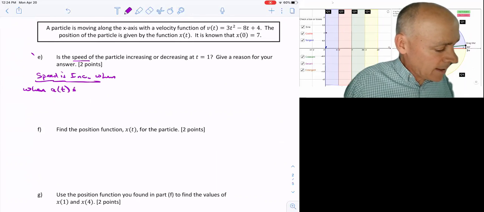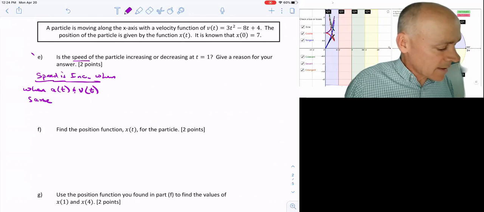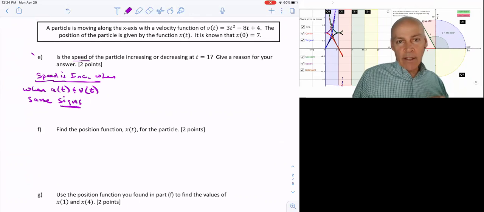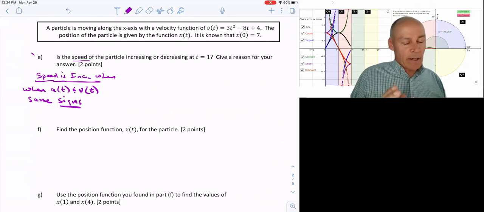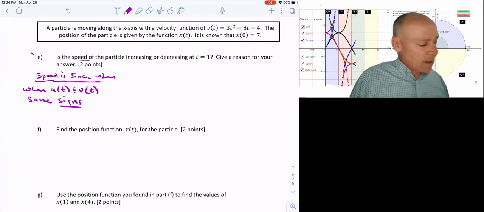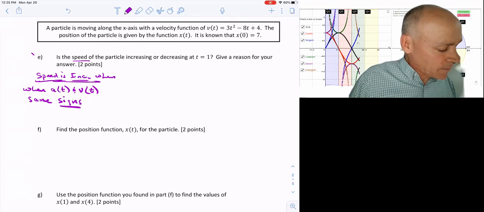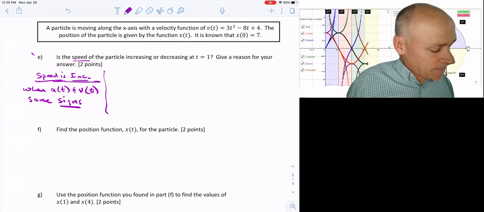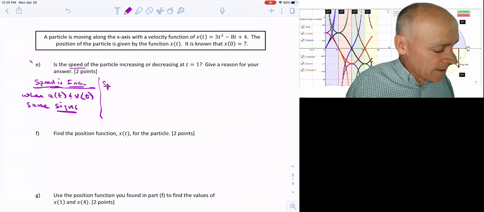When A at t and V at t have the same signs, so for that particular time value, if acceleration and velocity both have the same sign, both negative or both positive, doesn't matter, they both have the same sign, we say that the speed of the particle is increasing. Okay.